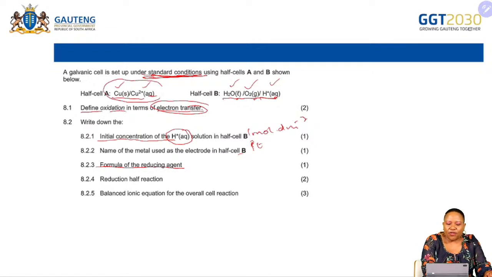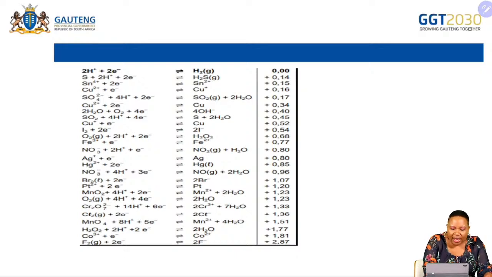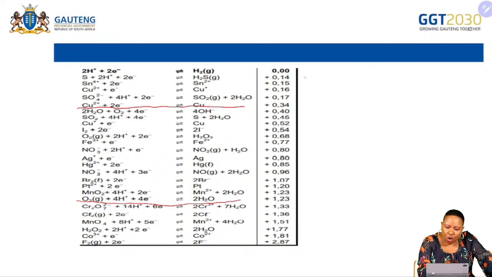You can only identify the reducing agent if you know which of these half cells undergoes oxidation and which undergoes reduction. But in terms of our case, the electrode is going to be platinum. Between these half cells, which one will undergo reduction, which one will undergo oxidation? As you can look at these two half cells, this is the one of copper, and this is the one for water and oxygen. So copper will undergo oxidation, and O2 plus 4H plus 4 electrons will undergo reduction to form 2H2O.